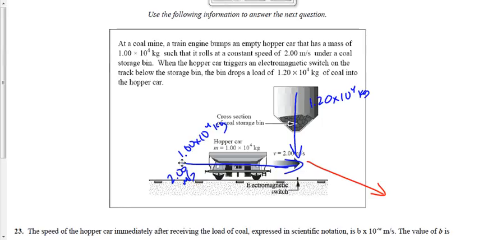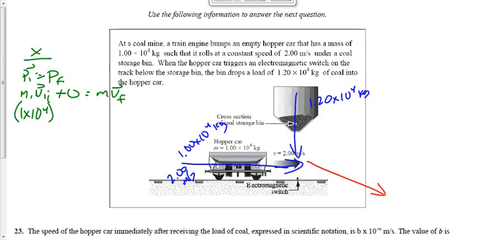All right, so let's deal with the x component first here. Let's say PI equals PF. Let's say M1 V1I, that's the hopper car, plus 0, because although there is coal moving, it's moving on the y-axis, equals MVF. M1 is 1 times 10 to the 4, that's 10,000 kilograms. V1I is 2 meters per second, equals the combined mass, which is 2.2 times 10 to the 4 times VF. VF, I believe, works out to be 0.909 meters per second.